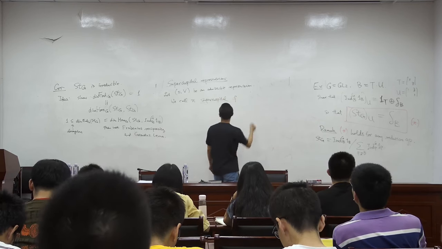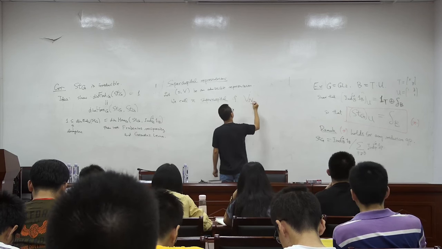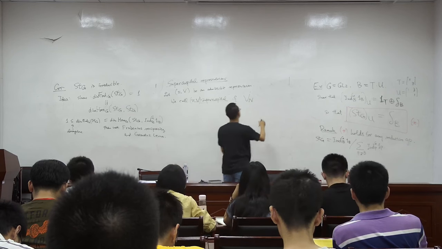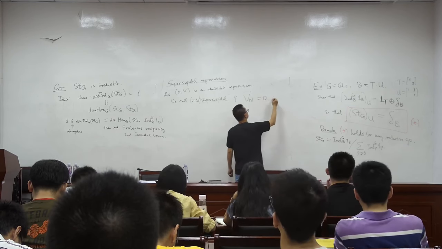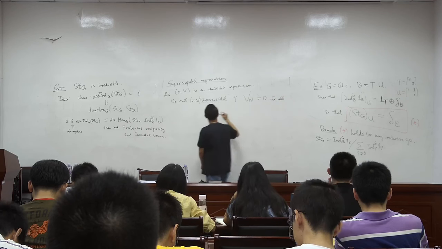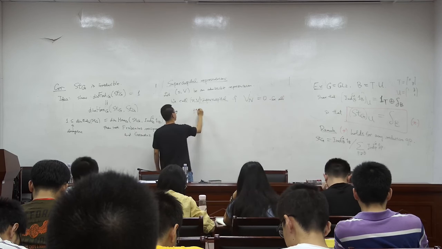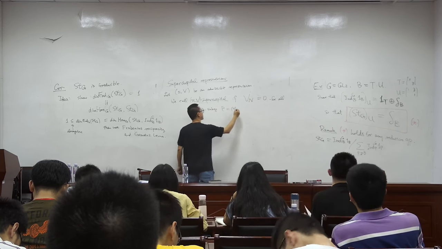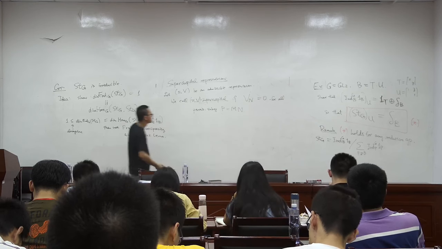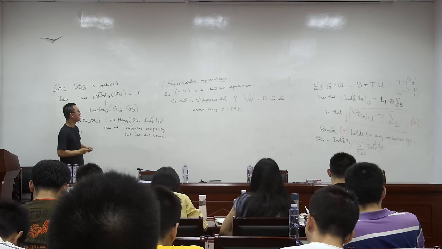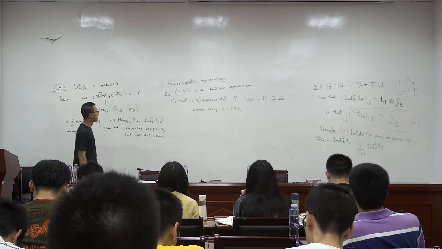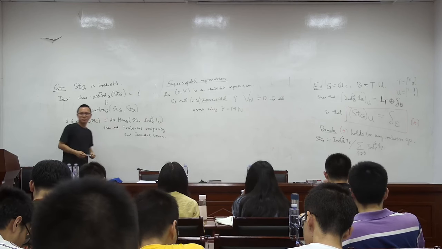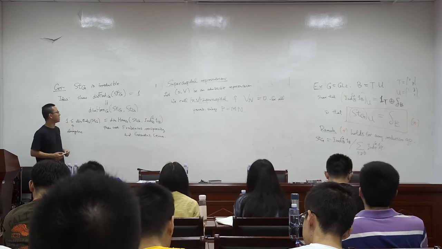If the Jacquet module of pi, V_N, you can write it like this, okay? If V_N is zero for all parabolic subgroups P, okay? So it means any Jacquet restriction of your representation is zero. If it happens, then we call the representation supercuspidal.